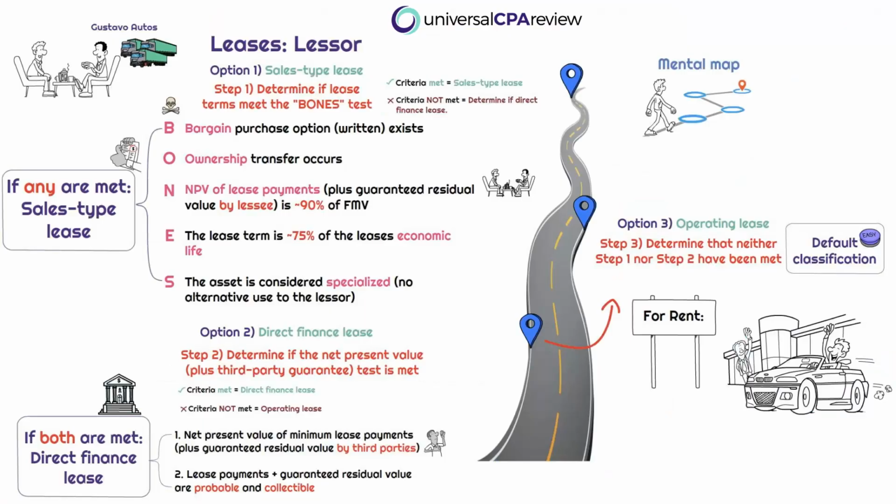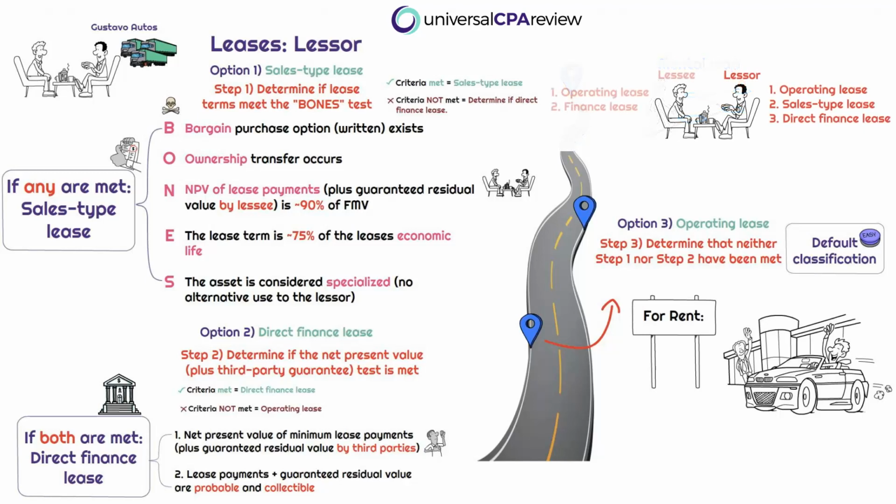Okay, so we have now talked about how to report for both operating leases and finance leases on the lessee side. So now let's talk about Gustavo Autos on the lessor side. As we said, lessee accounting is a little bit more straightforward, right? Bare bones logistics just needs to determine if this is going to be classified as an operating lease or a finance lease. Gustavo Autos is considered the lessor, so Gustavo Autos needs to determine if this lease is considered an operating lease, a sales type lease, or a direct finance lease. Okay, so not going to be simply an operating lease or a finance lease on the lessor side.